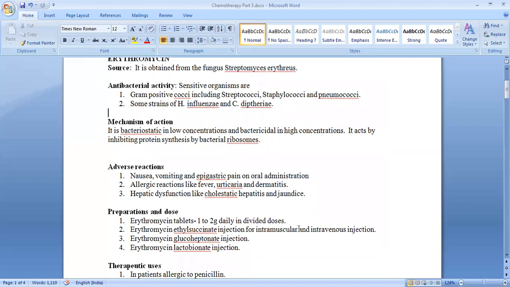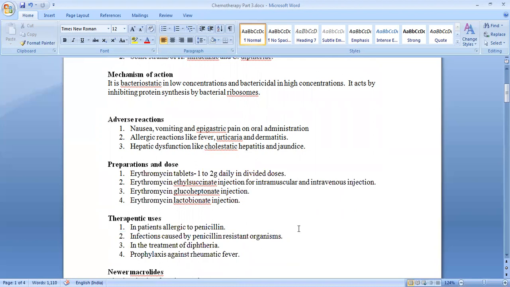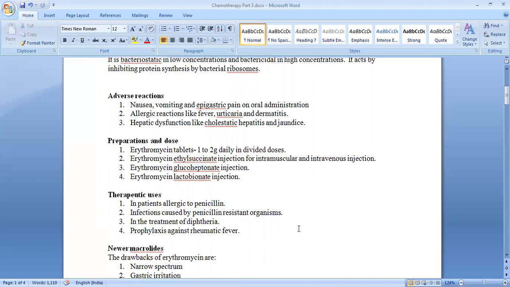And this erythromycin can be given as tablets. It can also be given in the form of injection for either intramuscular or intravenous use. What are the uses of this erythromycin? It is generally used in patients who have developed allergy to penicillin. It can be given if the person also develops resistance to penicillin. It can be used for treatment of diphtheria, and it is used as a prophylactic against rheumatic fever. Although it has all these uses, it also has these kinds of adverse reactions.